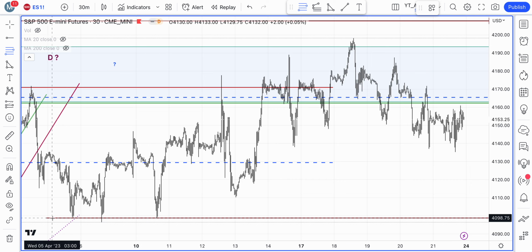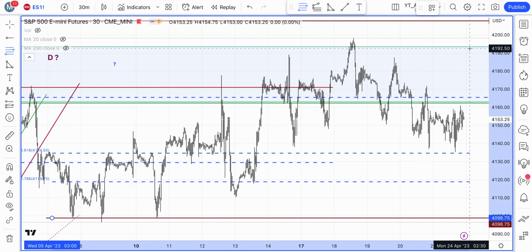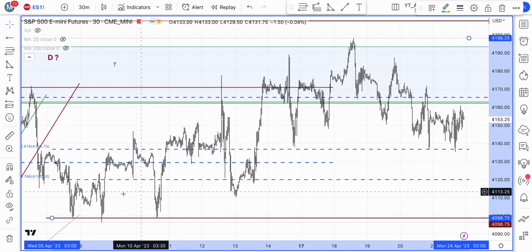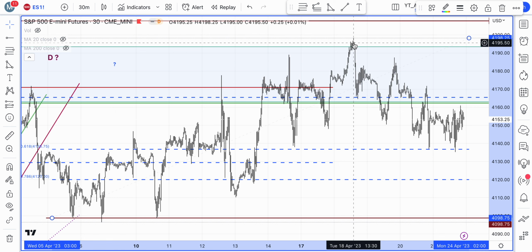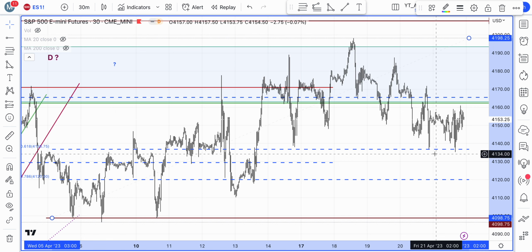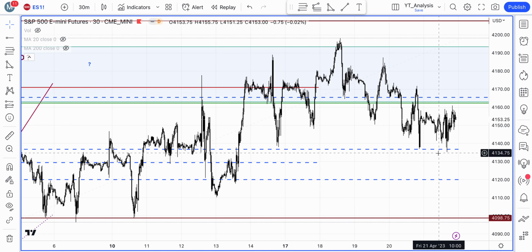Now, let's try to draw our Fibonacci retracement here, right from the low here, and this was the high, 4198 and a quarter. Last Friday, the market touched this 61.8% Fibonacci retracement right to the tick. In fact, this was the second touch. The first one was on the 20th of April, which is last Thursday. So what we can say is that this was a double bottom.